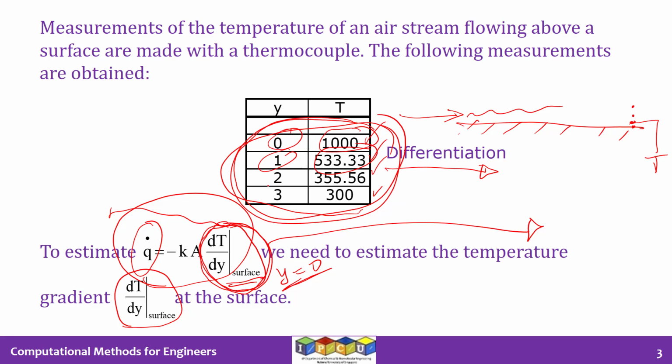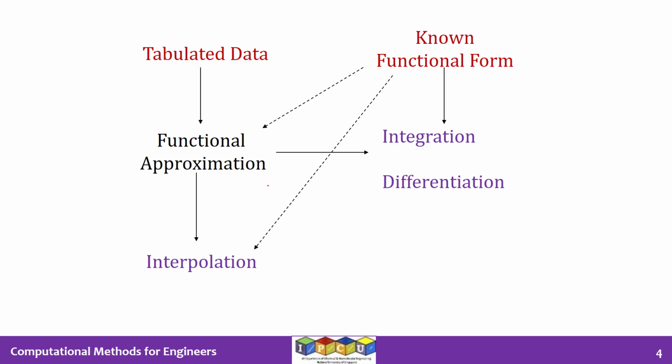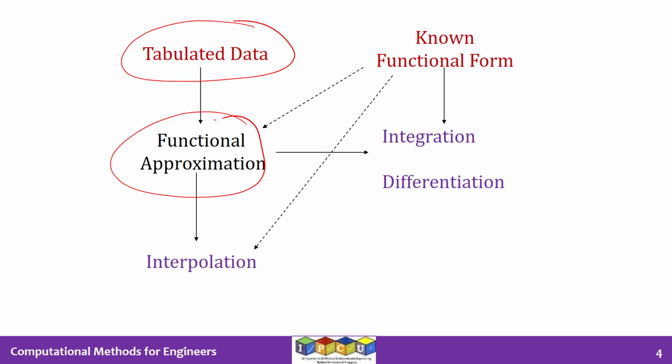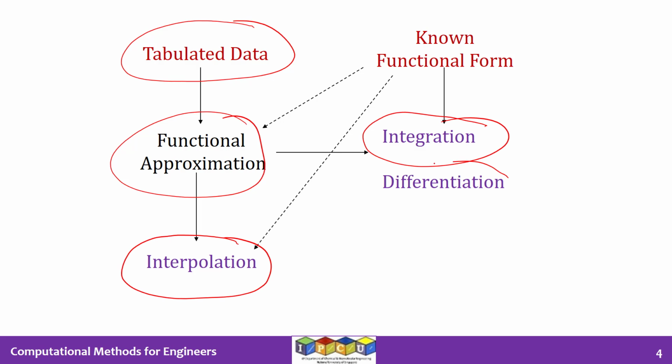So this functional approximation is a very, very important idea that helps us solve many problems that are of interest to engineers. The overall roadmap is like this. We have tabulated data as I've shown in the examples earlier. We can use those tabulated data to construct functional approximations. And once you have the functional approximation, we can use it for interpolation, we can use it for integration, we can use it for differentiation, etc. All right, so these are the final uses of these functions that we obtain via functional approximation from the data.